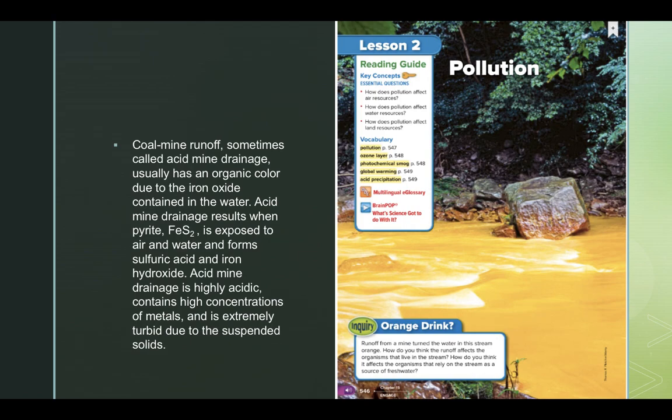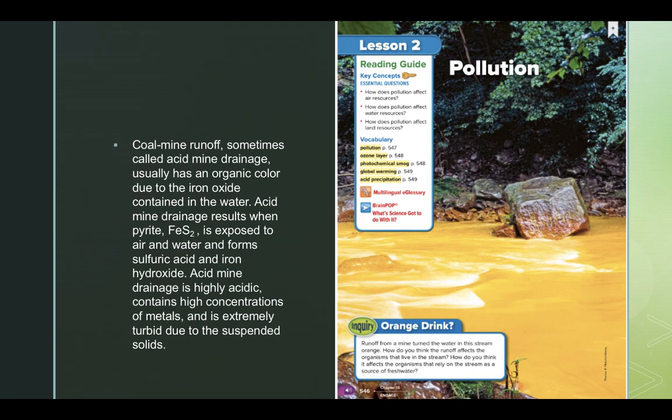It says here, we're going to look at this blue box. Orange drink. Runoff from a mine turned the water in this stream orange. How do you think the runoff affects the organisms that live in the stream? Let's pause right here. If organisms are living in this stream and this stream looks the way it does in this picture, I believe organisms are going to be greatly affected.